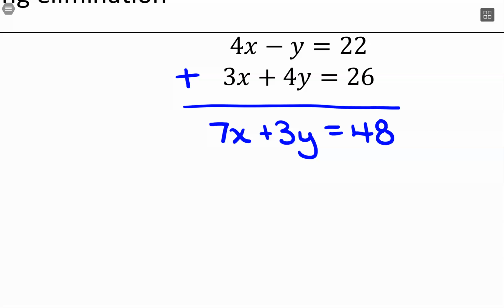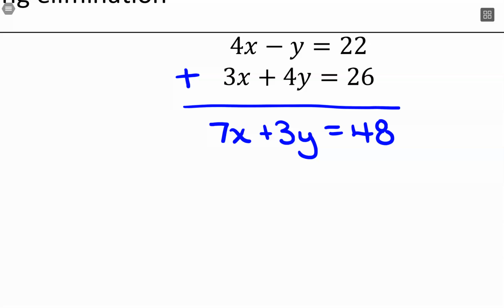Then I want to solve, but I'm stuck because we have two variables. And we don't have a way of solving that. In fact, this would graph a line of solutions. Just too many. We should just be getting a coordinate out as the solution to the system of equations. So just adding here didn't work.